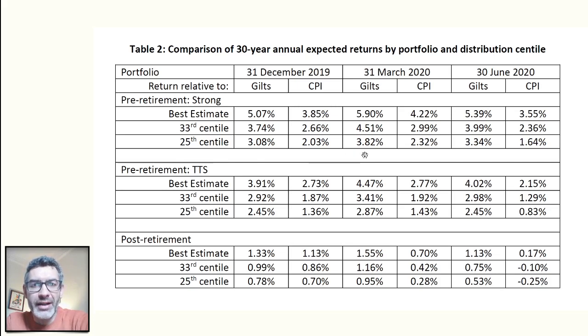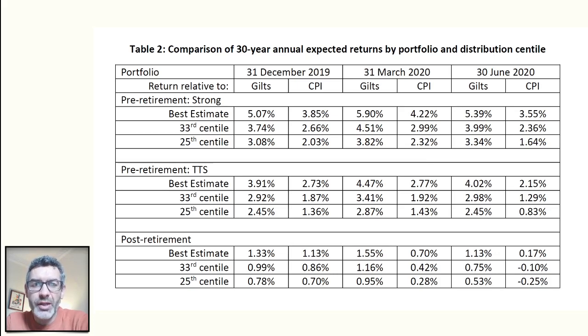They said they would get gilts plus 3.5% on the pre-retirement strong portfolio. And that number does fit nicely with the trend of numbers here. Okay, but we also have numbers on a CPI plus basis, which we haven't seen before for the individual portfolios. And that was the interesting bit.